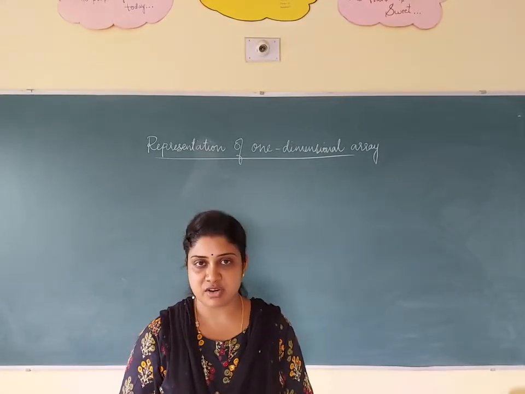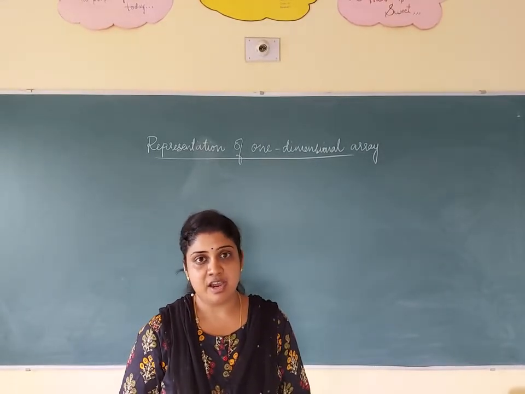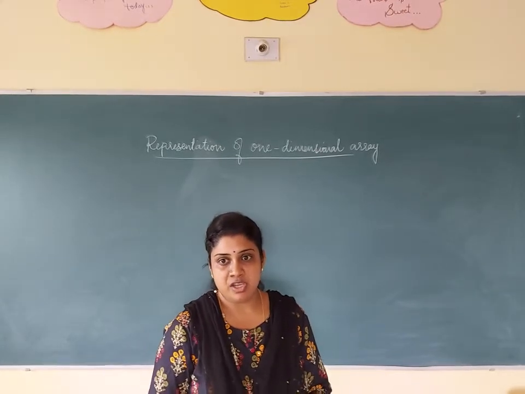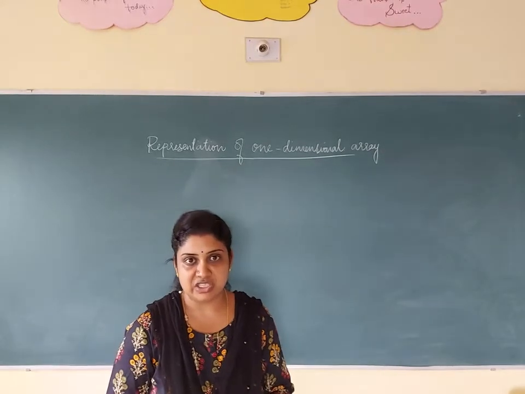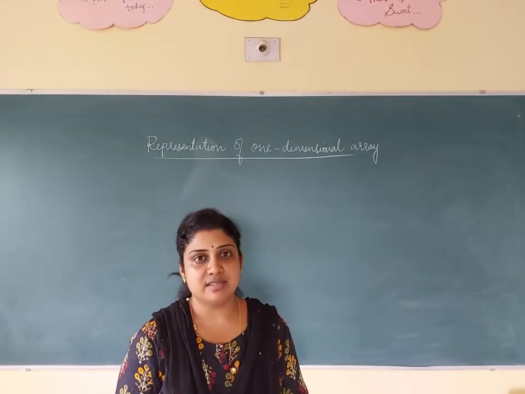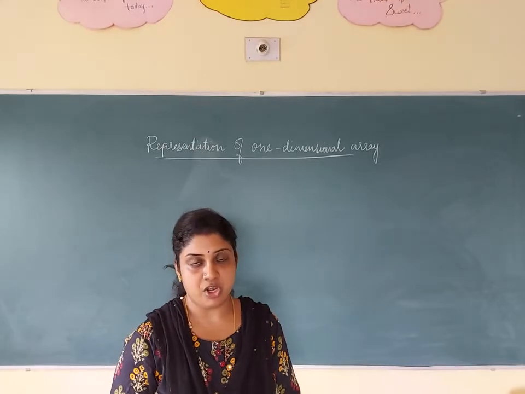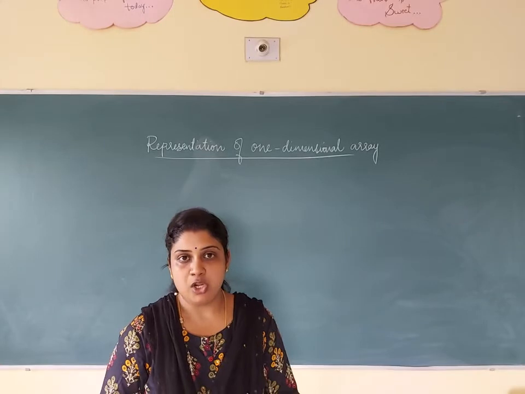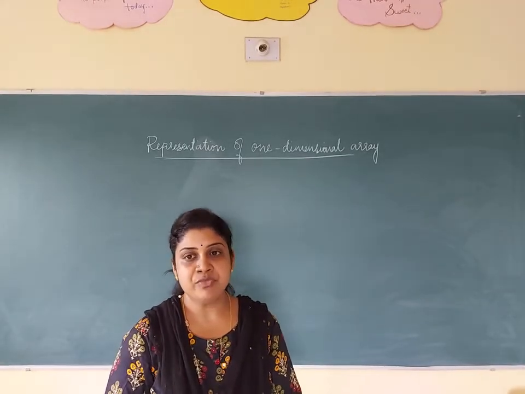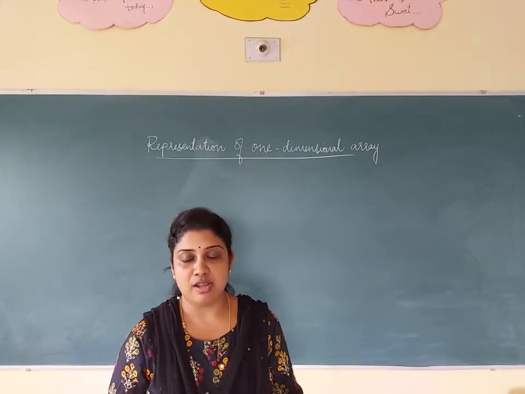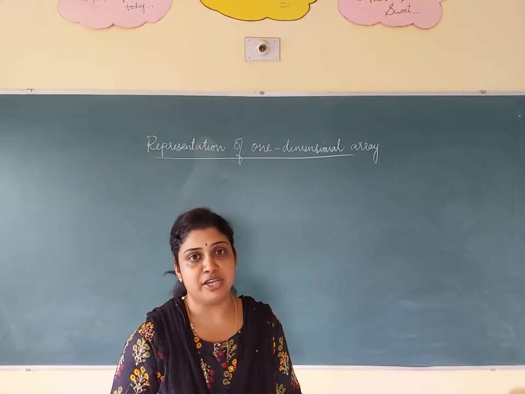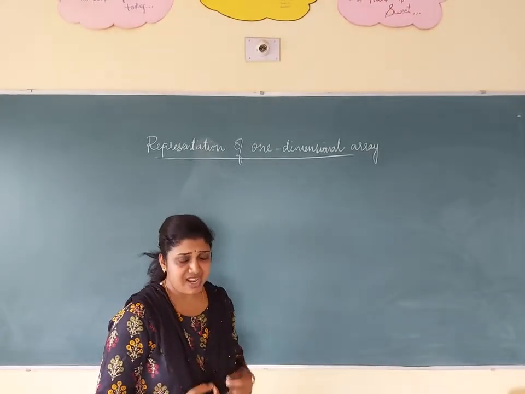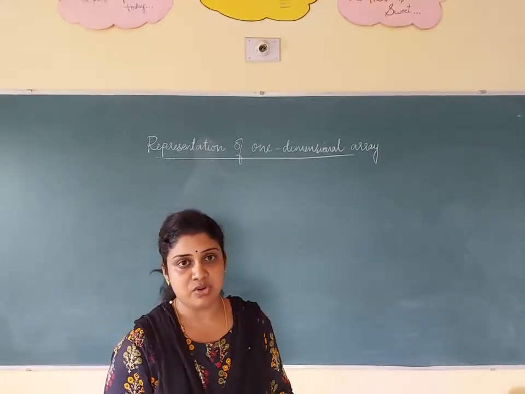In the previous class, we discussed what is meant by an array, types of array, and how to calculate the length of an array. To calculate the length of an array, you have to consider the lower bound and the upper bound. According to the lower bound and upper bound, you find the length of an array. Lower bound means the beginning of an array. Upper bound means the end of an array. So an array always starts from 0 and ends with what? N minus 1.